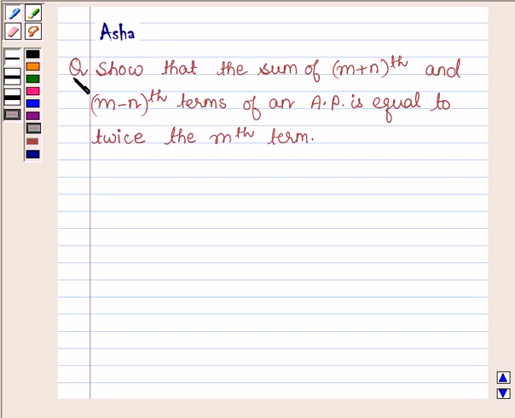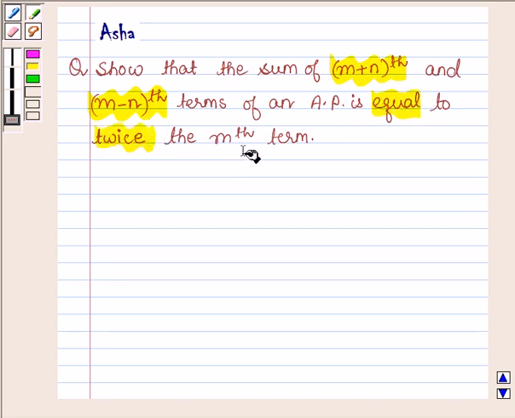I am Asha and I am going to help you with the following question, which says, show that the sum of m plus nth term and m minus nth term of an AP is equal to twice the mth term. Let's now begin with the solution.